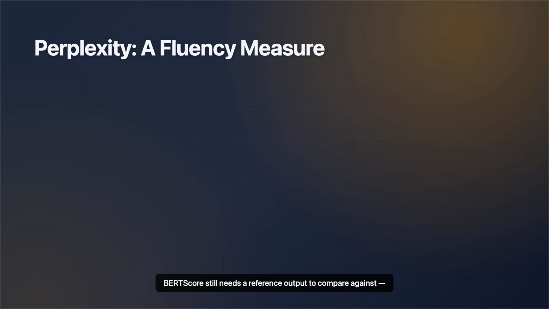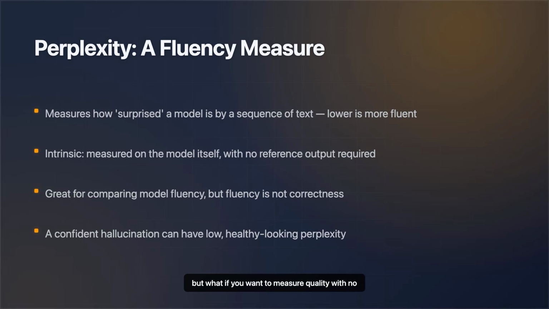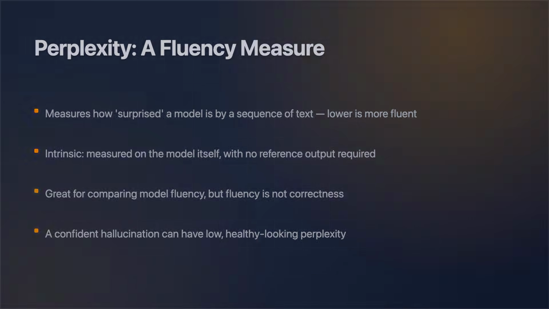BERTScore still needs a reference output to compare against, but what if you want to measure quality with no reference at all? That's what Perplexity is for. It measures how surprised the model is by a sequence of text. Lower perplexity means the text reads as more natural and fluent. And because it's intrinsic, measured on the model itself, no reference is required, which makes it useful for comparing two models' fluency head-to-head. But fluency is not correctness. A confident, well-written hallucination can have perfectly low, healthy-looking perplexity. It sounds fine and is still wrong.